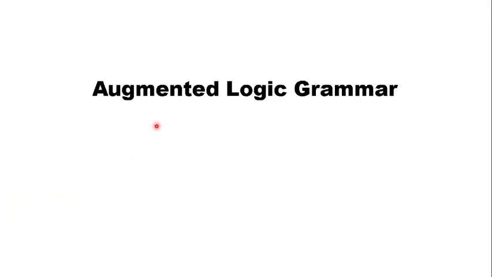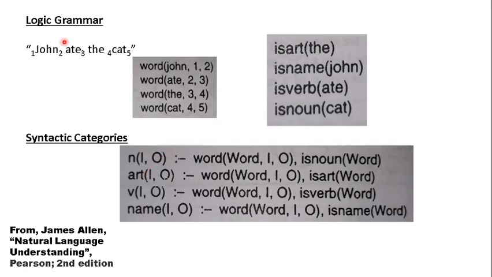We will see how we can augment logic grammar so that we can include features and feature values. We have seen how grammar can be represented in the form of predicate logic in the earlier sections of this textbook. If we have a sentence like John ate the cat, what are the premises or things that we require to parse the sentence?